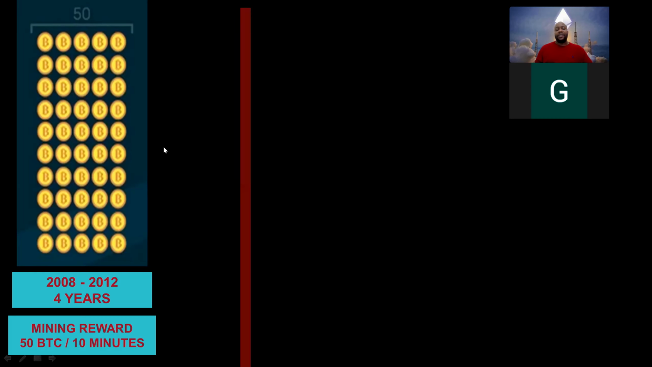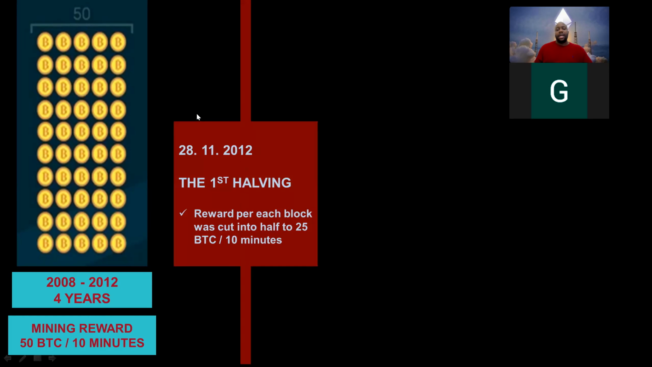Then on 28 November 2012, the first halving was conducted. After 4 years, the first halving took place, and the supply of Bitcoin was cut in half.